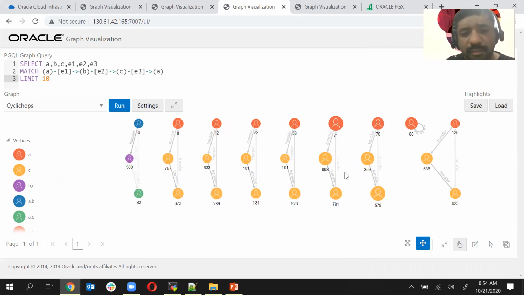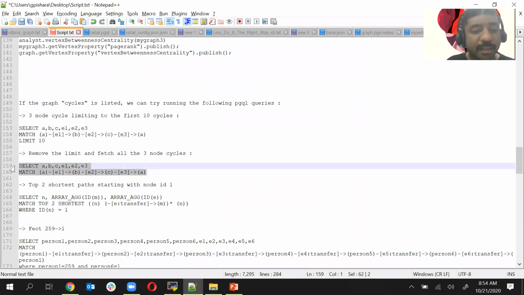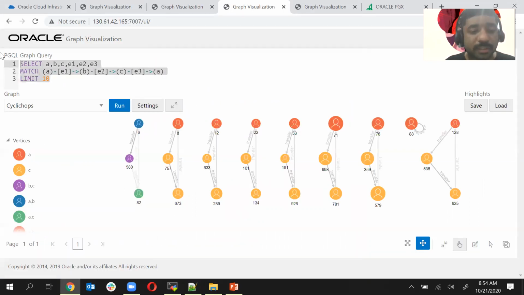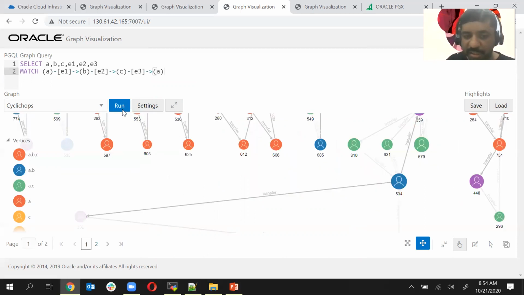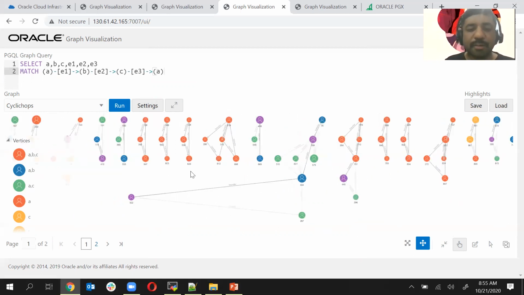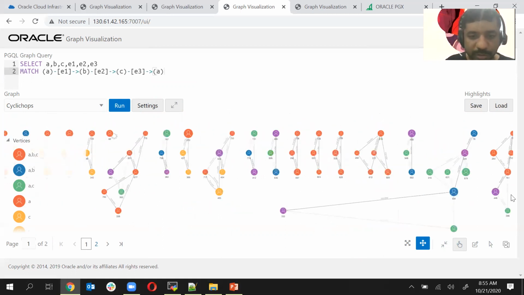So it has taken the first 10 cycles from the financial transactions that got loaded in memory. Let's now try to remove the limit and fetch all the 3-node cycles and see how big the financial transaction database is. We are now running a PGQL query against the in-memory graph wherein the financial transactions got loaded, and we can see that it has generated lots of 3-node cycles on the screen.